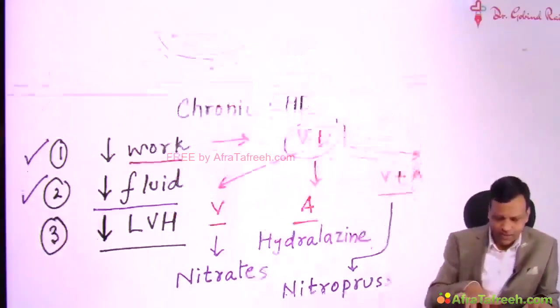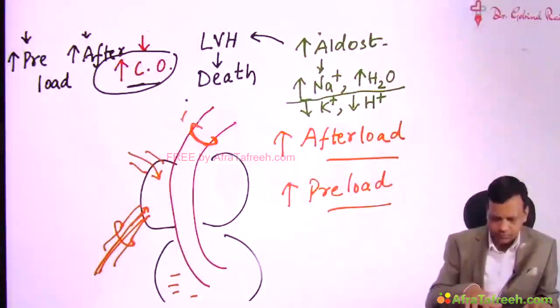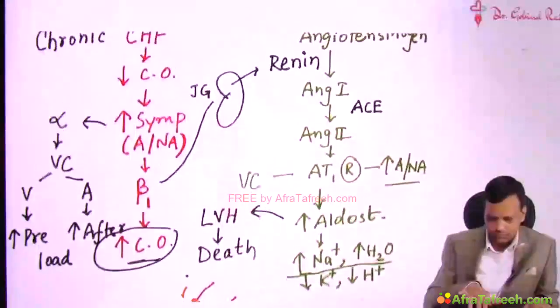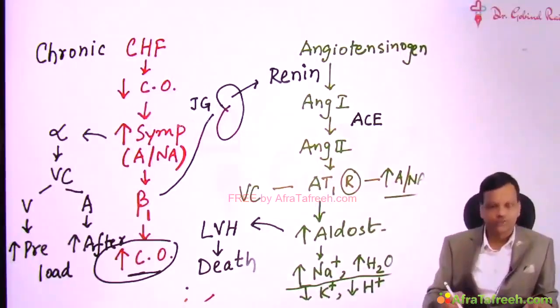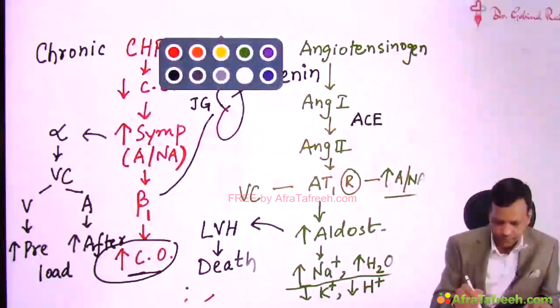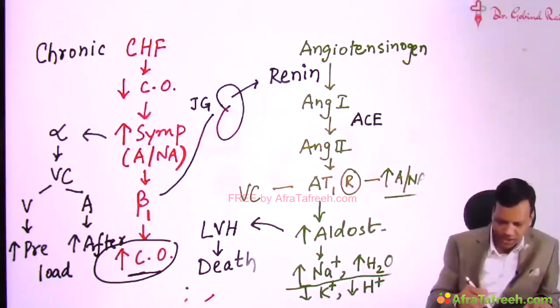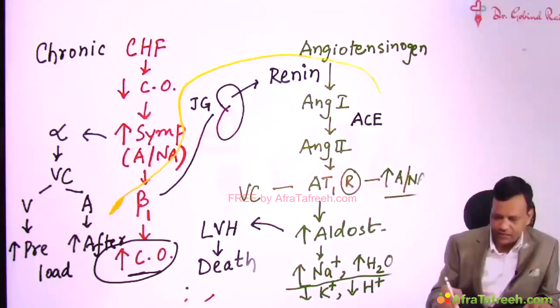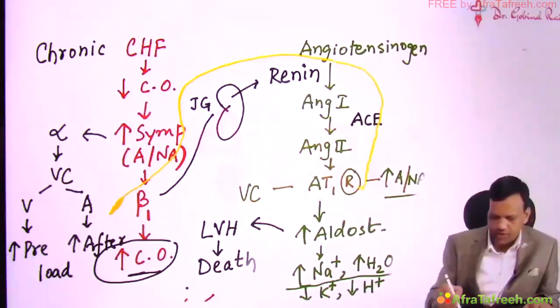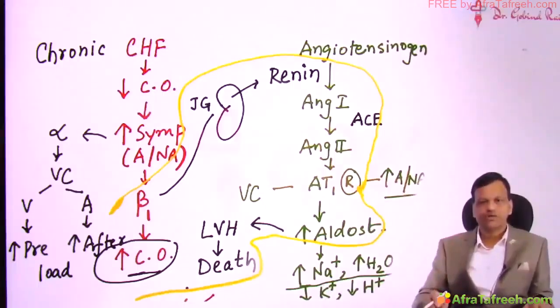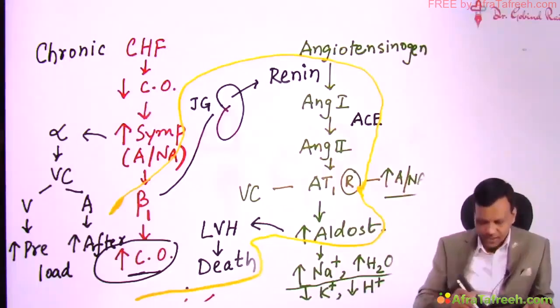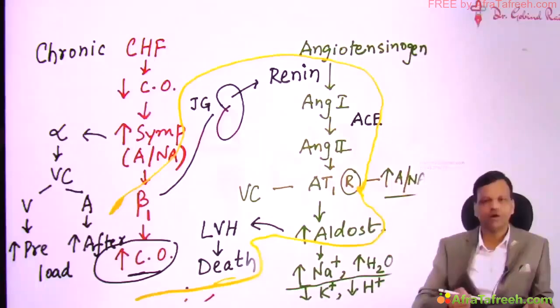And we discussed left ventricular hypertrophy occurs because of aldosterone. So if we see the pathway, the left ventricular hypertrophy pathway starts from here. So beta 1, which is present in the JG cells, secretes renin, that will activate angiotensinogen to angiotensin 1 and 2, that will stimulate AT1, that will release aldosterone, that will cause left ventricular hypertrophy, which results in death. So this is the problem. So if we stop this pathway, we can prevent the death of the person. We can decrease the mortality.